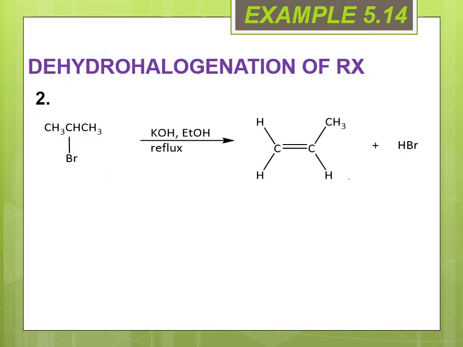Question number 2 is 2-bromopropane, where bromine is attached to carbon number 2. So bromine can take hydrogen from the first carbon and from the third carbon, whereby it is going to form the same product, which is propene. Since if the double bond is on the left, it's going to become the same product as when it forms the double bond on the right.